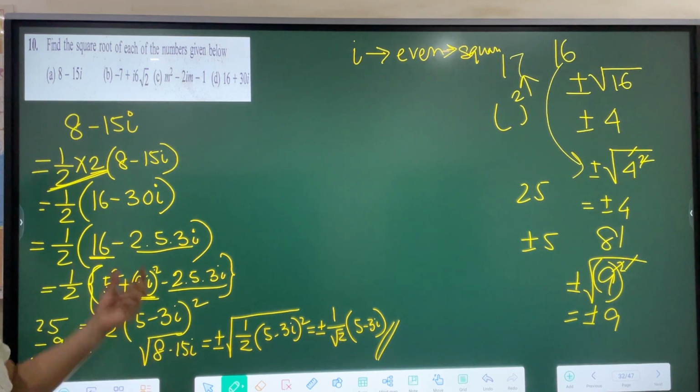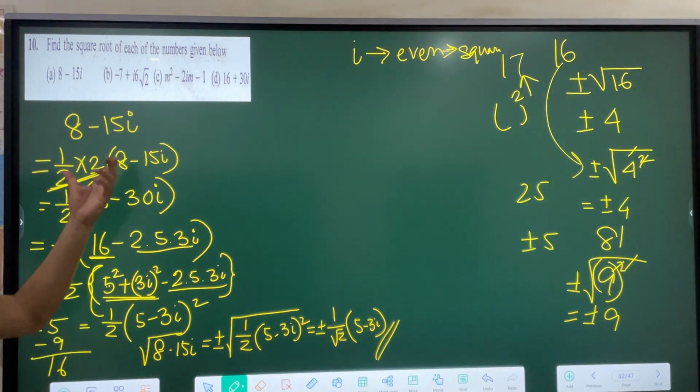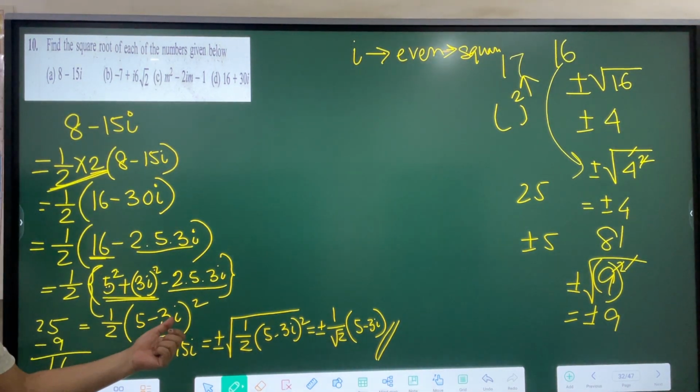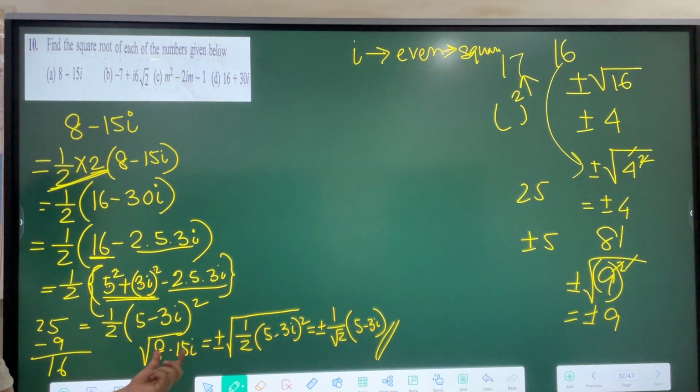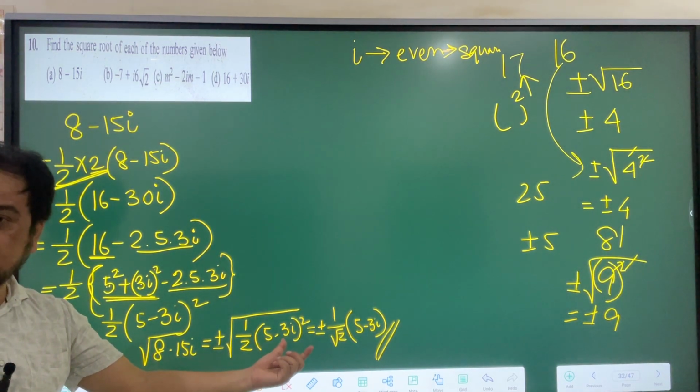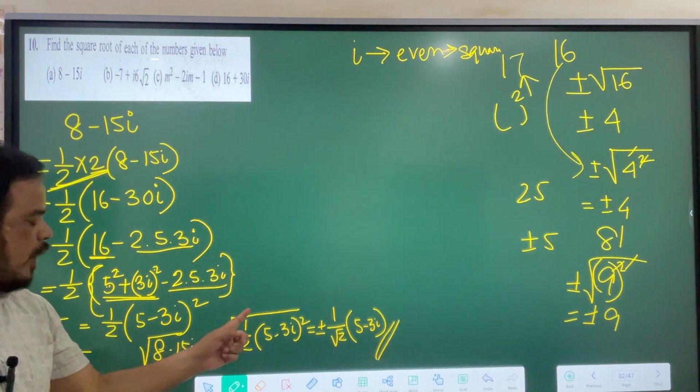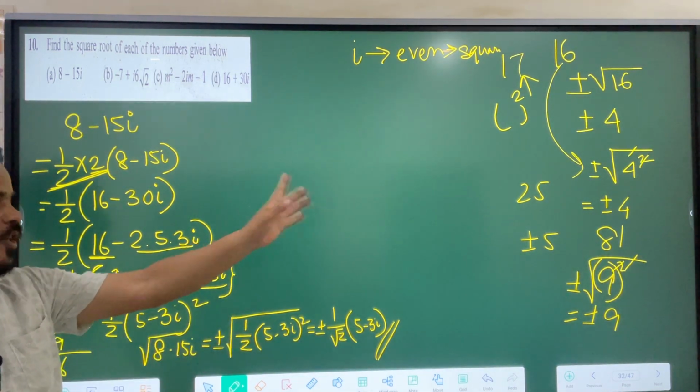8 minus 15i. After doing the calculation, what we have got? Half into (5 minus 3i) whole square. So in place of 8 minus 15i, we have half into (5 minus 3i) whole square, as it is. Square root, plus minus, we have to write as I have explained.